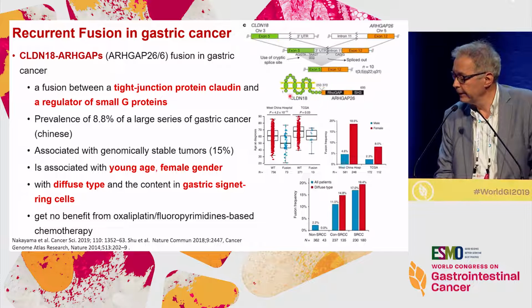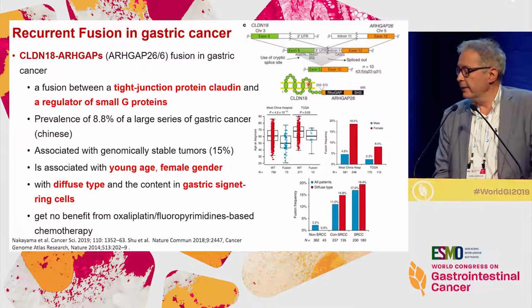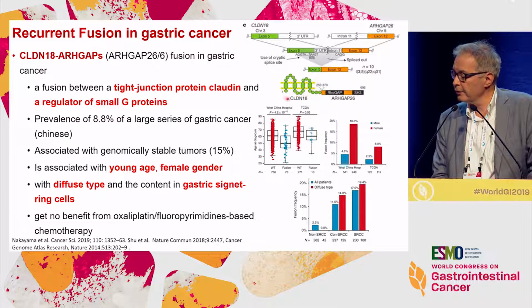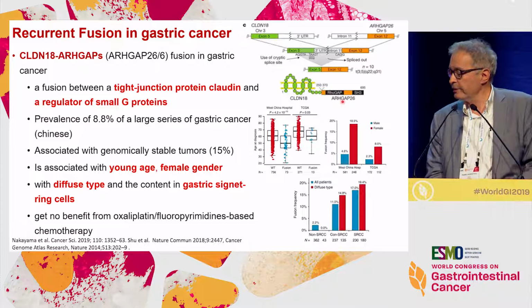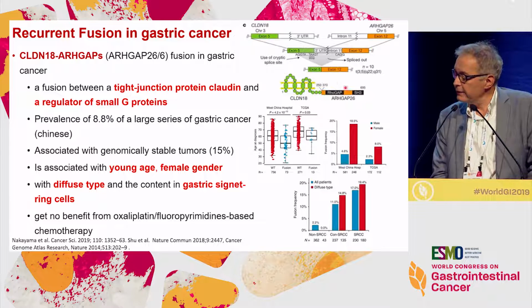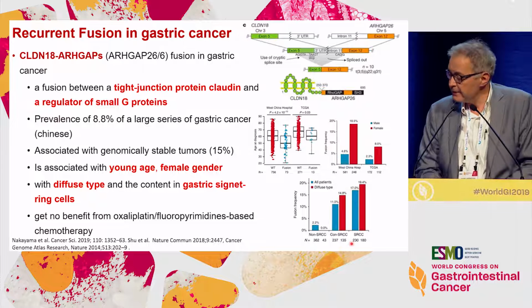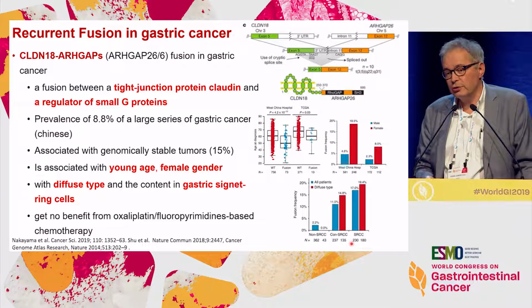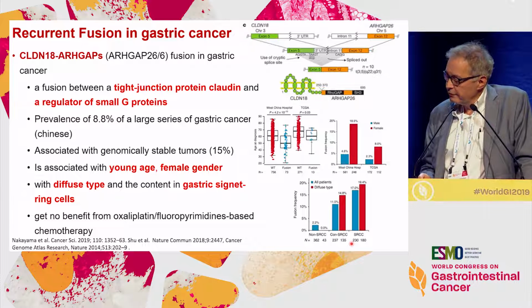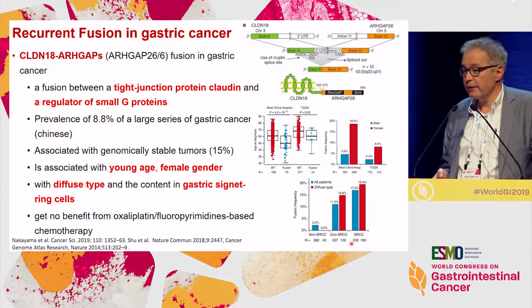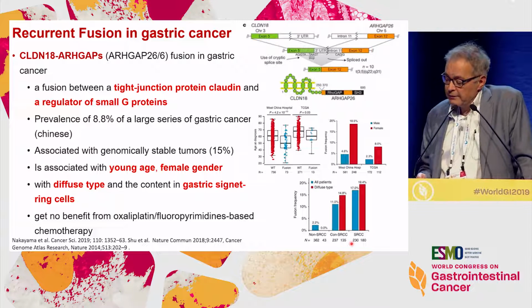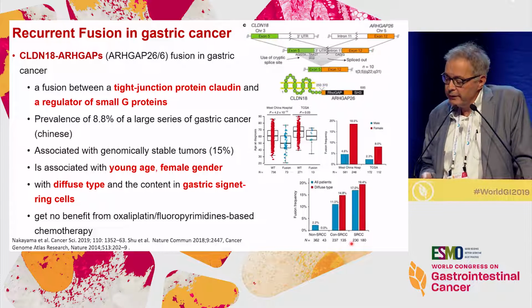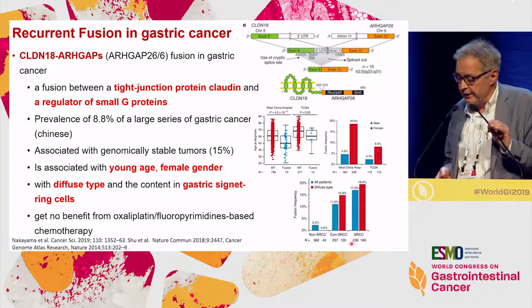So this leads to a protein that has the transmembrane domain of Claudin 18 with the Rho GTPase activating domain of the ARHGAP26 gene. And this protein inhibits Rho protein, and the inactivation of Rho protein induces cell proliferation and cell transformation in gastric cancer, and also the dissociation of tumor cells. So this fusion gene has a high prevalence, around 8%, in a large series of gastric cancer.